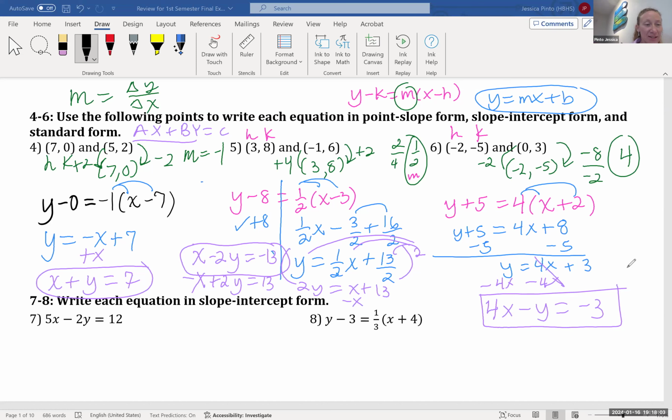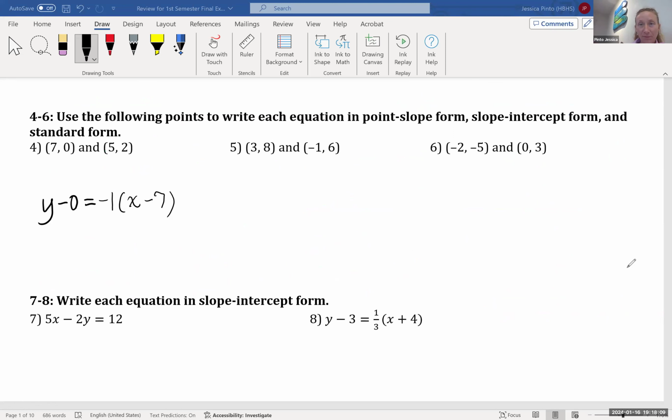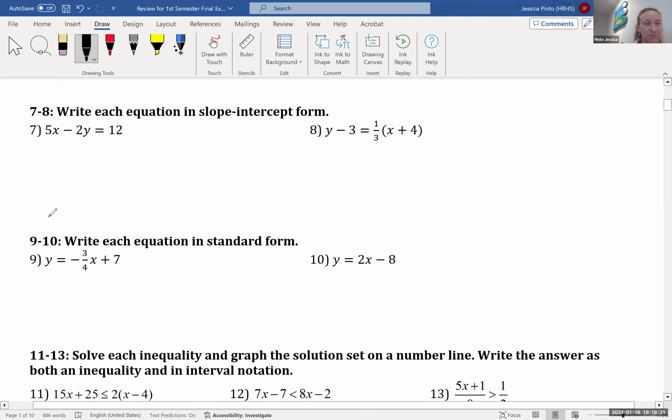This is lines. I'm going to erase all this and move on to writing these equations in slope-intercept form, which means solving for y. Okay. And then we'll write those ones in standard form, just to isolate those smaller skills. So slope-intercept form is y equals mx plus b.